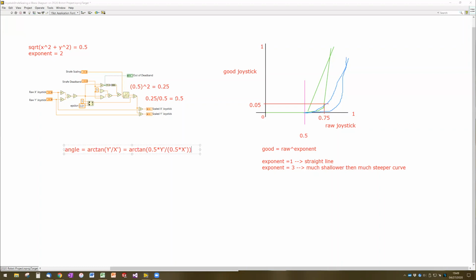And no matter what this fraction, no matter what this percentage ends up being, we're going to cross out the 0.5s. And so we're always going to have still arctan of y prime over x prime. And so we're still going to get the same angular result regardless of what the scaling is for the magnitude of the joystick values. Are there any questions about that? I kind of went through that kind of fast.